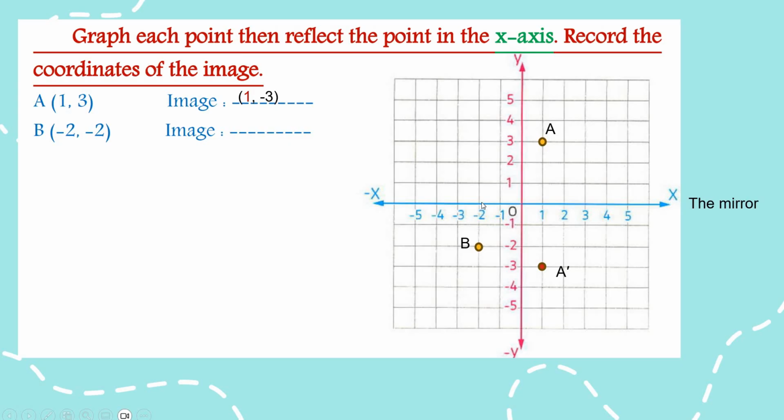But let's see here. So this is the mirror again. Where can you see your image? It will be far away from the mirror in the opposite direction, 2 places. So I will go up 2 places, and it will be here. So it will be B prime. And as we said before, for the image I will keep the first coordinate, the x coordinate, the same, but I will make the opposite of the y coordinate.